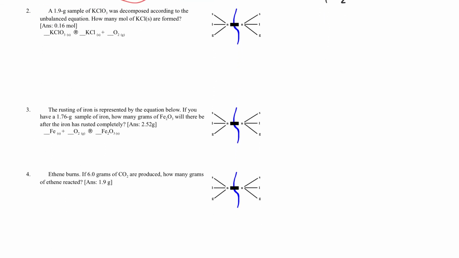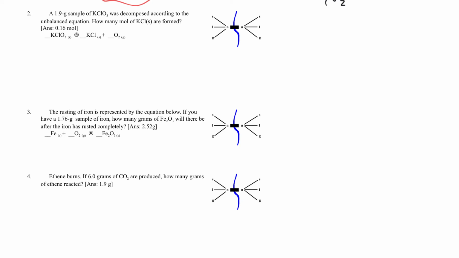Here we go. So it says I have potassium chlorate decomposed according to the unbalanced equation, and then they ask the question. So I need to balance this chemical equation. So taking stock of what I have, 1 potassium, good. 1 chlorine, cool. 3 oxygens, 2.